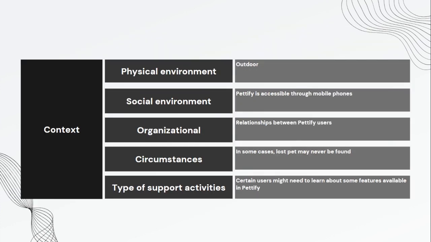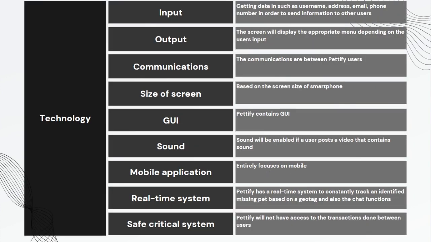For the context, the physical environment will be mainly outdoor, and the social environment will be accessible through mobile phones. Organizational are the relationships between Pettify users. Circumstances, on the other hand, lost pet may never be found. And type of support activities. Certain users might need to learn about some features available in Pettify. Moving on to the technology.